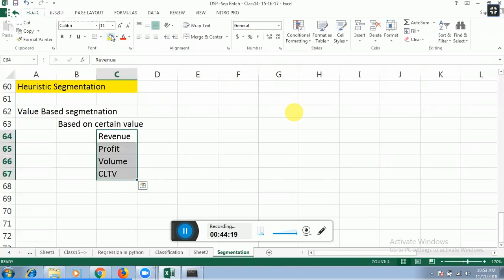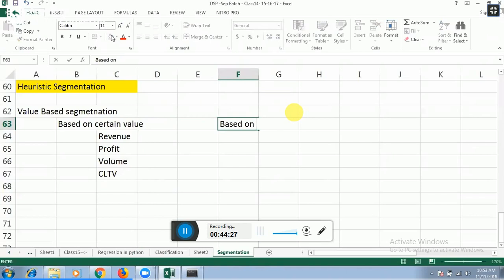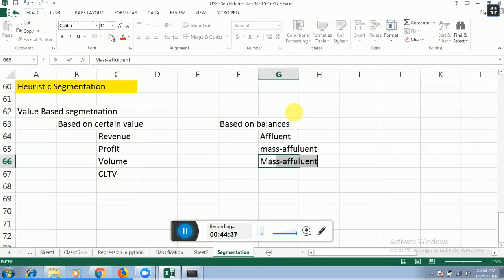You will segment. A simple example, like we discussed earlier: based on the balances maintained by customers, you divide them into affluent customers, mass affluent, and mass customers. How did you do that? In this case, based on the balances: greater than 2 lakhs, between 50K and 2 lakhs, and less than 50K. So this is one type of value-based segmentation.